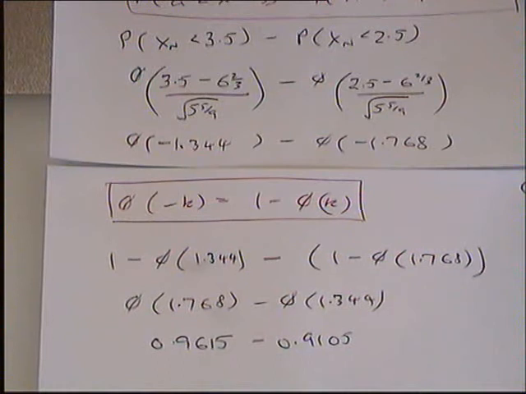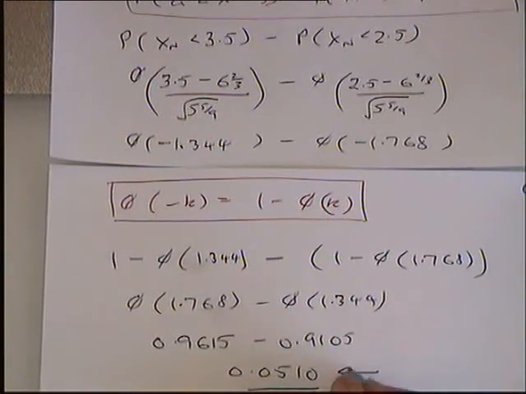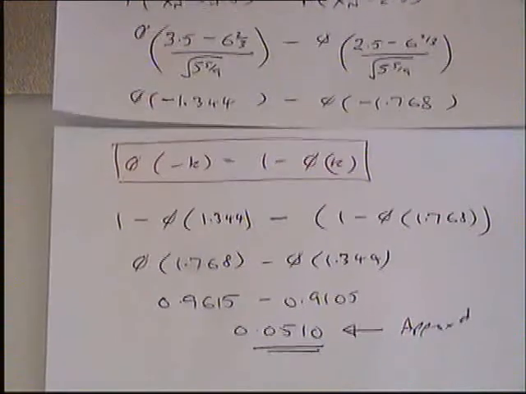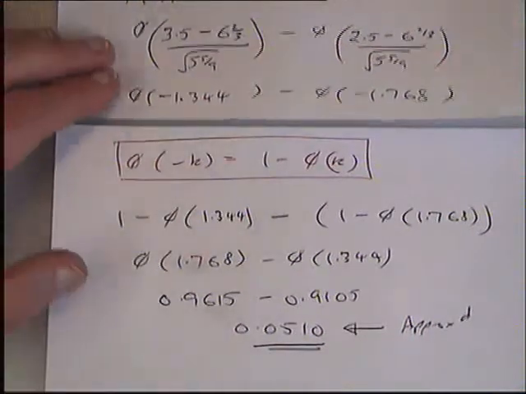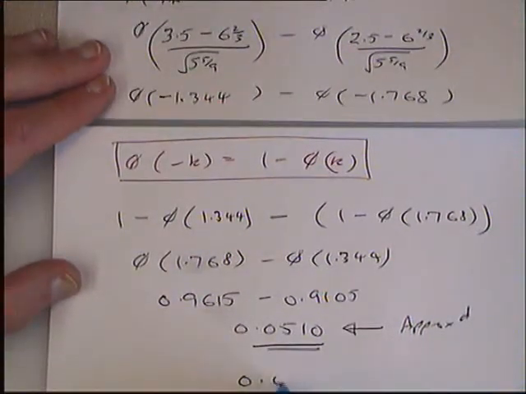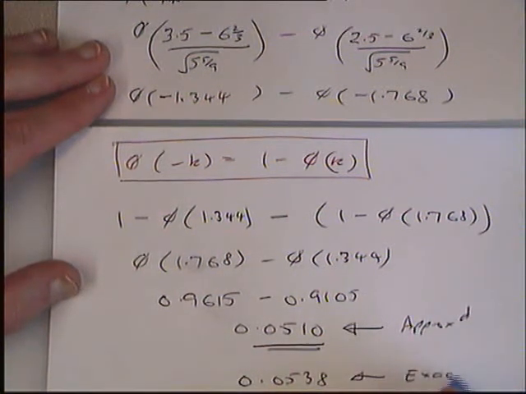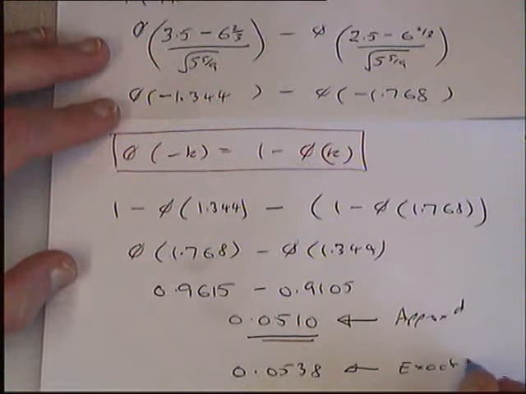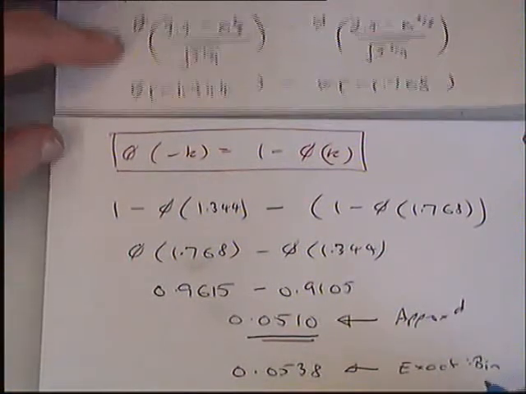So then you do the taking away, and we get an answer of 0.0510, and that is our approximated answer using the normal distribution. And the one we had earlier, our exact answer, was 0.0538. That was our exact answer using the binomial distribution.